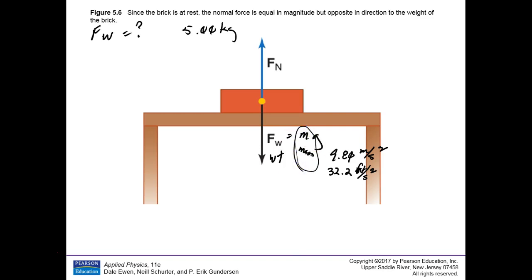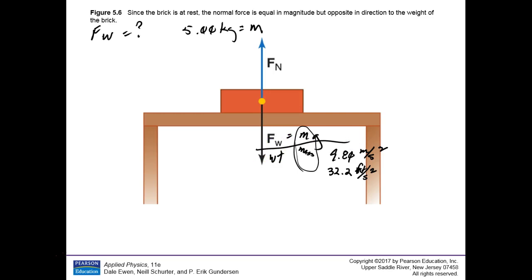Mass. Kilogram is a mass unit. Pound is a weight unit. Newton's a weight unit. Slug's a mass unit. You know, gram is a mass unit. Okay? So this is going to be your mass. There's your formula.